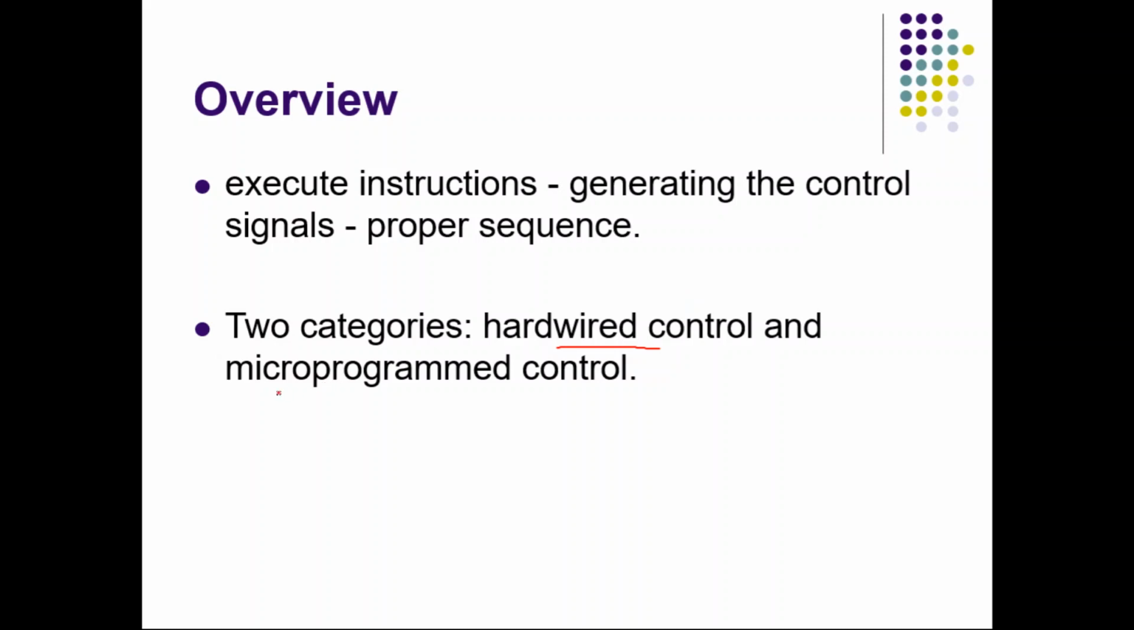And the second way of generating the signals is by using microprogrammed control. So this is a type of programming. For every instruction you will create a set of microinstructions, and based on these microinstructions the processor will perform the task. Okay. So these are the two categories by which the processor can generate the control signals to perform a particular task, right? So in this lecture we will be focusing on hardwired control, where the control signals will be generated by hardware connections.